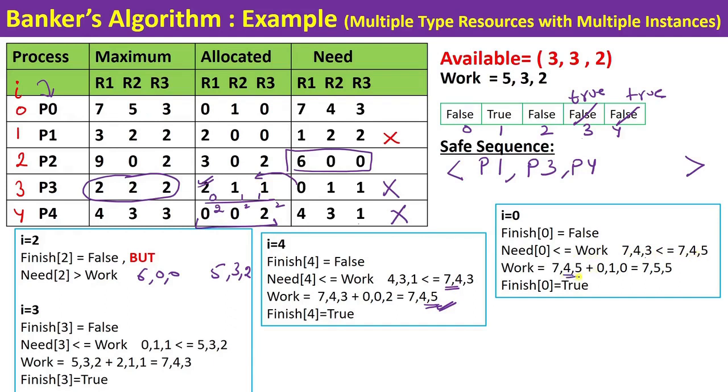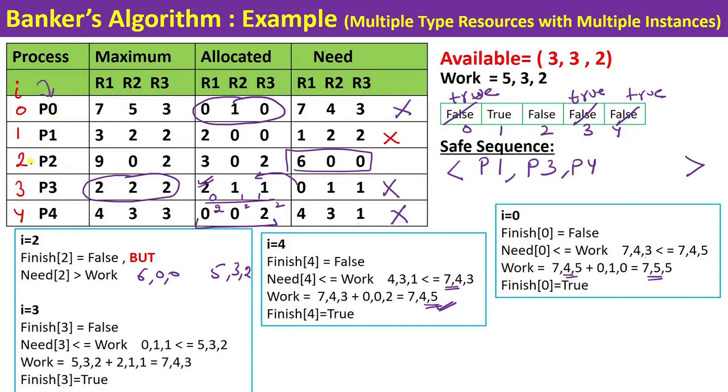So work equals work plus allocated. Allocated means this 010, and I will get 755 in the result. So the I equal to 0 process, P0, is also finished. I will say finish of 0 is true. Now after that I will go to P1. But P1 is already completed. The finish of 1 is not false, it is true actually. So I will say, you are already finished, so I will not come to you again.